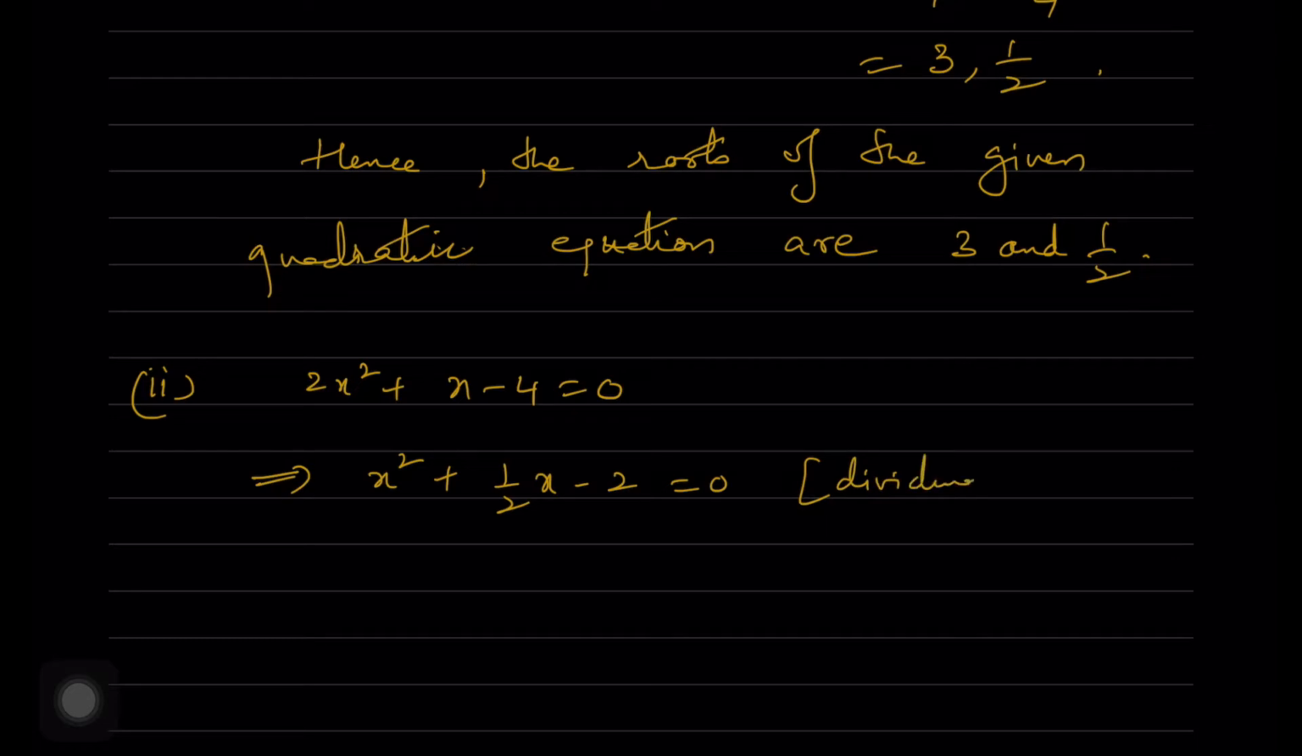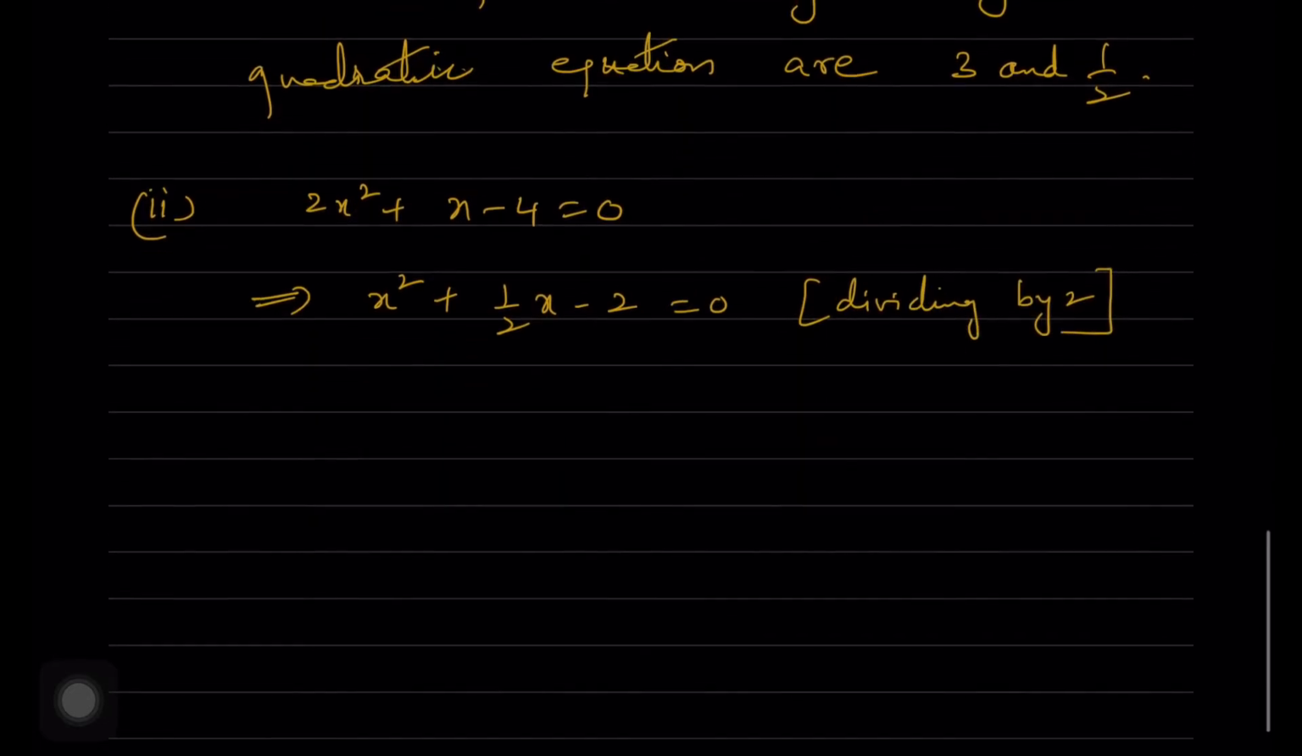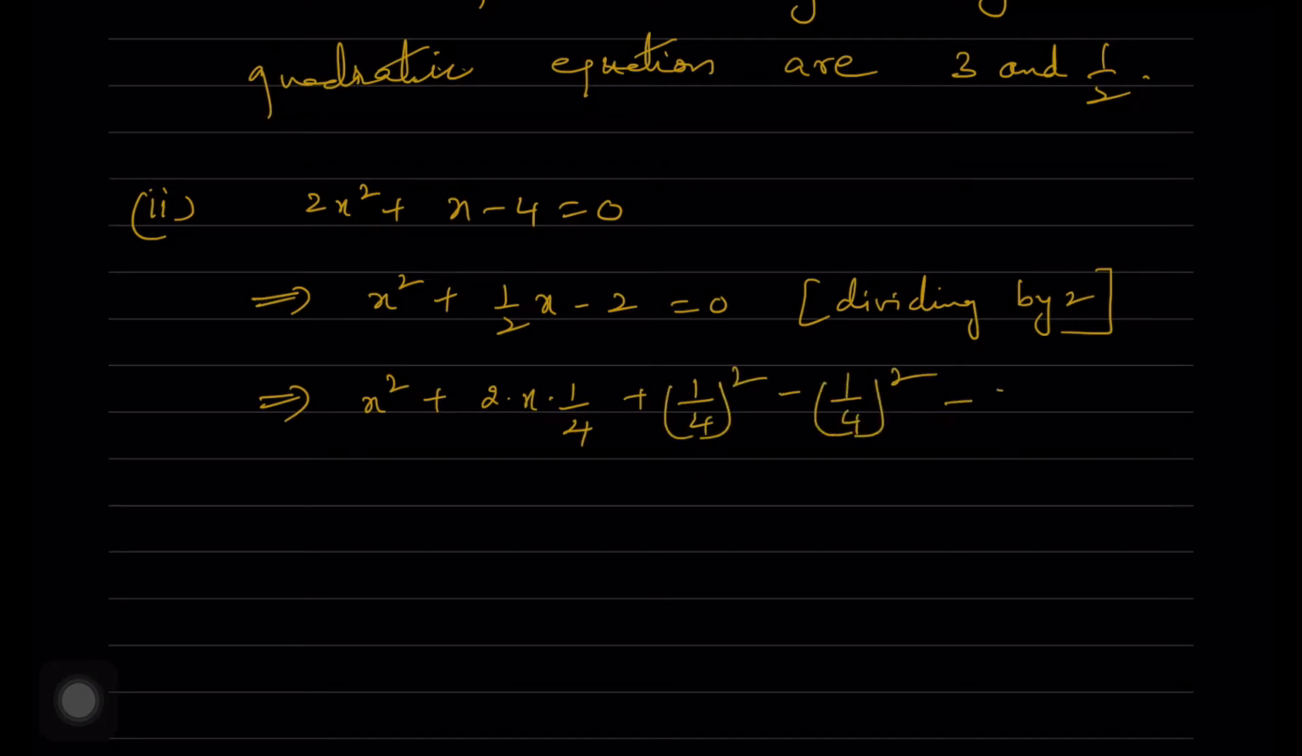Dividing by 2 throughout, you'll be getting this. Now again here, for the second term we multiply and divide by 2. So you get x square plus 2 into x into 1 by 4. So you have to add 1 by 4 whole square and then subtract 1 by 4 whole square minus 2 is equal to 0.